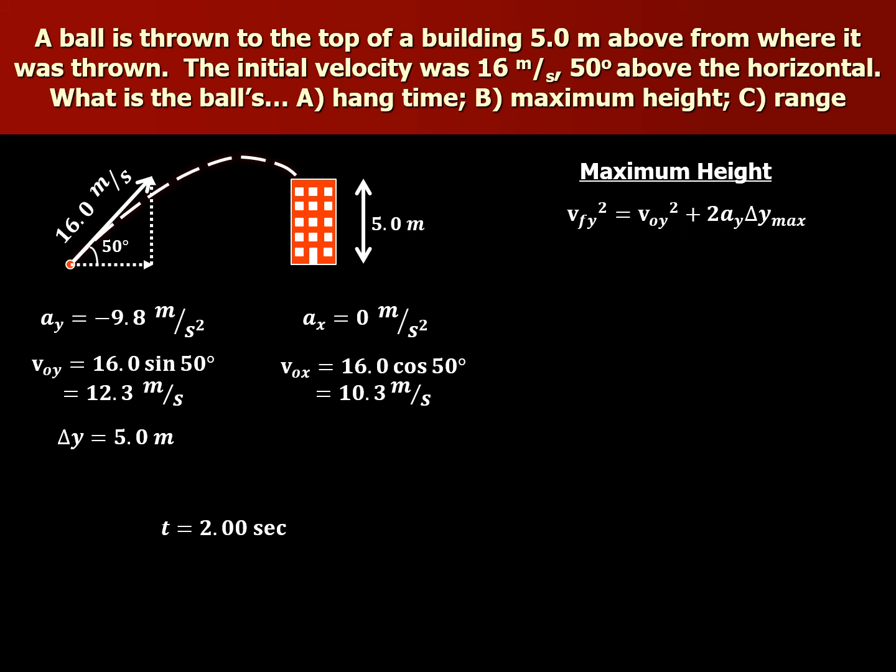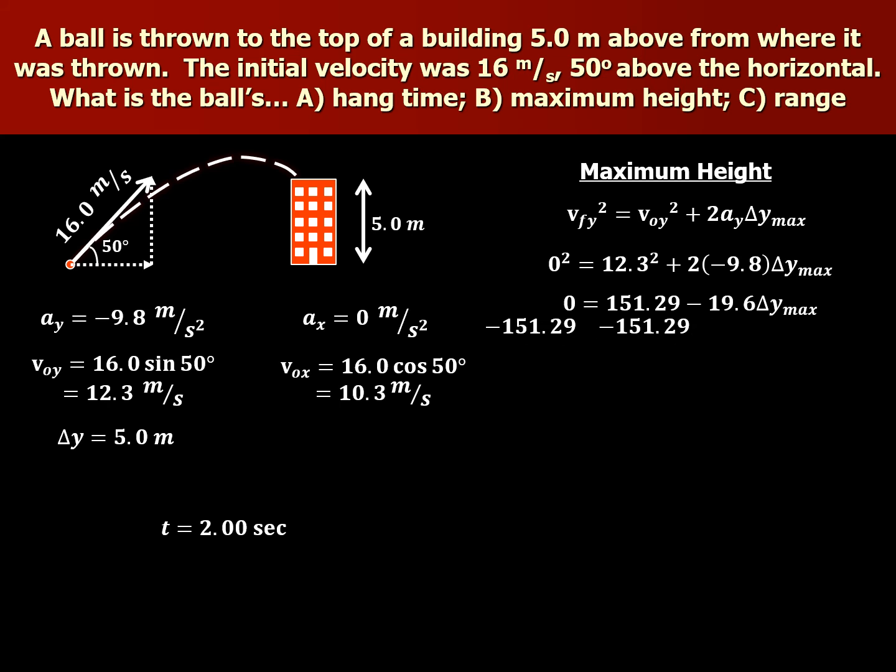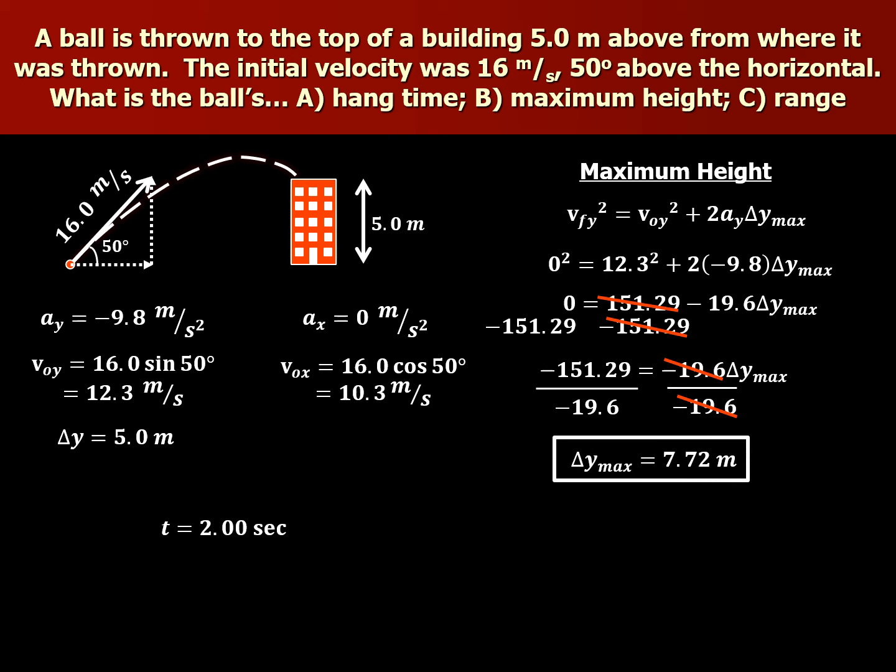Alright, so final velocity in the y direction squared is equal to initial velocity in the y direction squared plus 2 times acceleration in the y direction times maximum displacement in the y direction. Plug in the numbers that we know. Square 0, you get 0. Square 12.3, you get 151.29. And 2 times negative 9.8 gives us negative 19.6. Subtract 151.29 from both sides, divide by negative 19.6, and we get that our maximum displacement in the y direction is 7.72 meters.